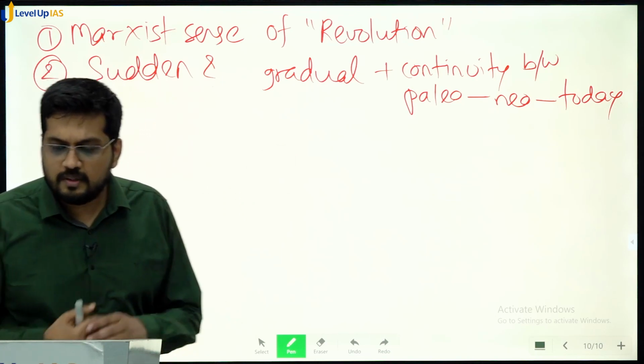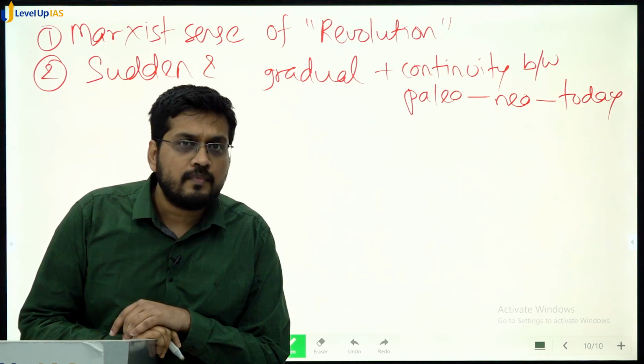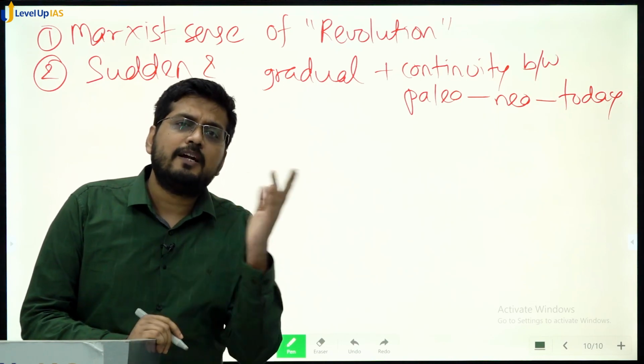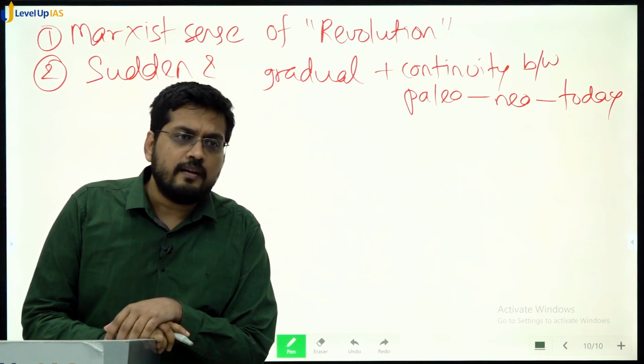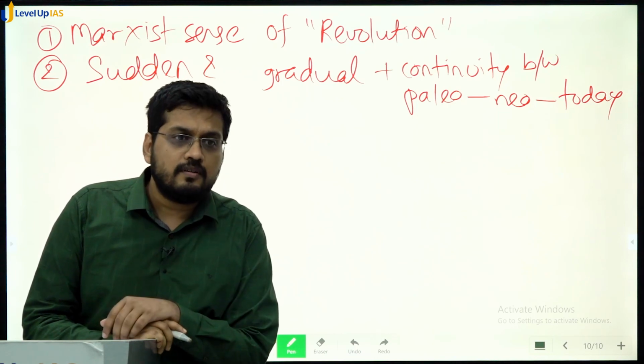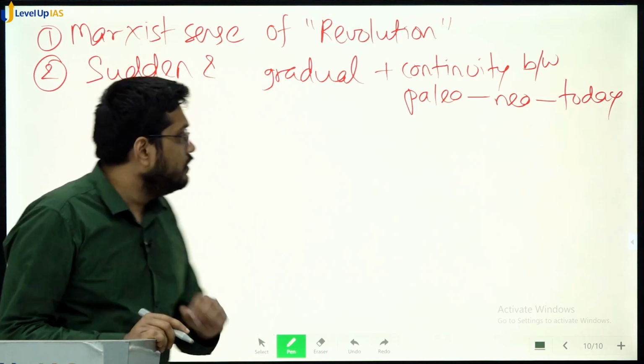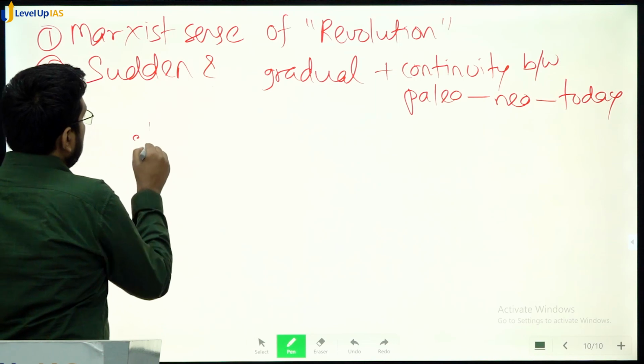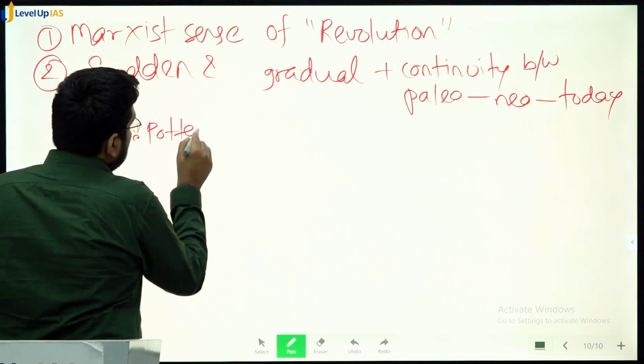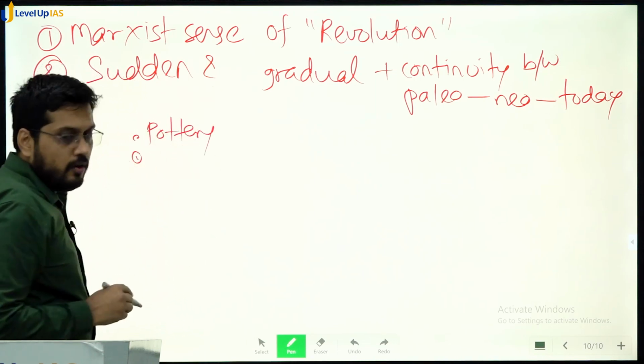How do you know? For example, take pottery. Now, pottery emerges in the late Pleistocene era. Already in Mesolithic, you have pottery. So in material culture, pottery is there already. Then you can go for other aspects.